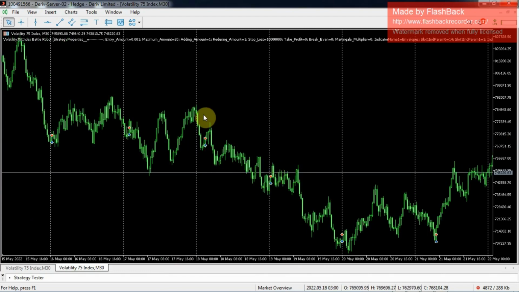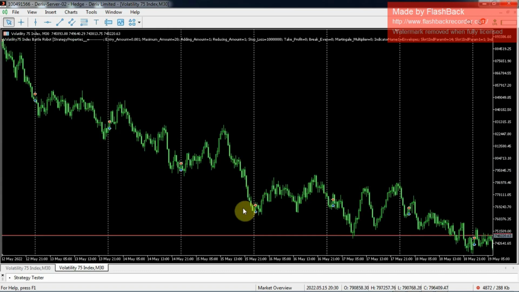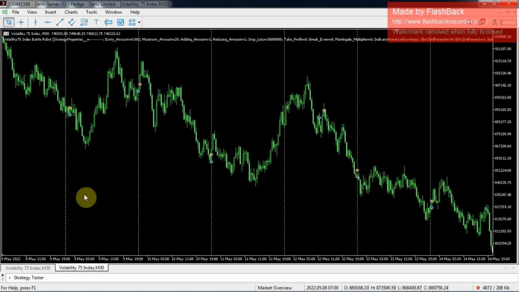This robot has got the same model as my NAS 100 and US 30 robots. Same model. One trade per day, and the trades are random.